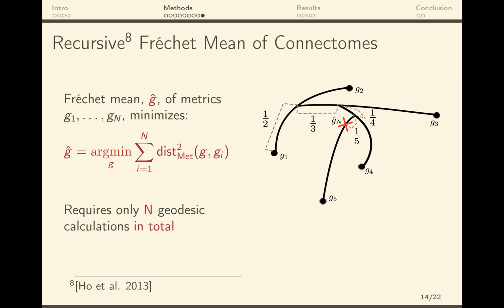We then compute a geodesic from that estimate of the mean to the metric G3 and step a third of the way along that geodesic. We repeat by computing a geodesic to the metric G4 and stepping a fourth of the way along that geodesic, and on to G5, we compute that geodesic and step a fifth of the way along. Note that this algorithm then converges to the estimate for the Fréchet mean. The benefit of this recursive algorithm is that it requires only n geodesic calculations in total. We're using an efficient explicit geodesic computation and reducing the number of those computations. So this leads to a really efficient estimate for the Fréchet mean.